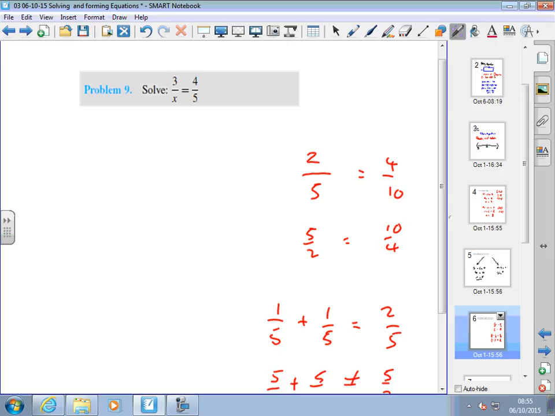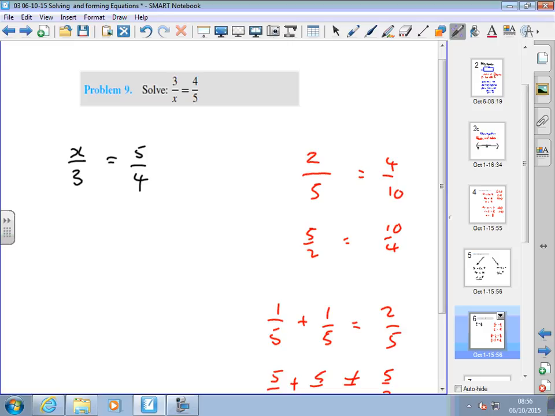So one good way to go about doing this would be to invert both sides so that the x is on the top, and I can write x over 3 equals 5 over 4. Now at least the x is on the top. x has been divided by 3. I've divided x by 3. So how do I get rid of the 3? Times by 3, yes, the inverse operation will get rid of it.